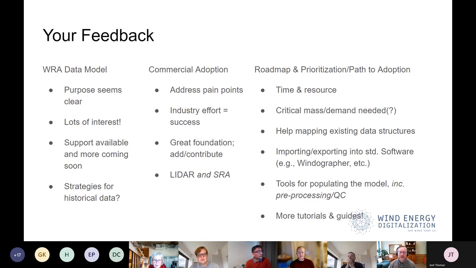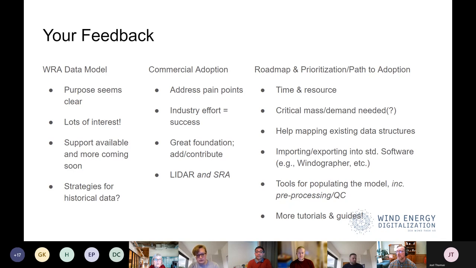Help mapping existing data structures. Yes, there are tools, but there's also just understanding the model itself. We saw some great examples from Stephen today, but you may be asking yourselves, this is what my data looks like today, how do I understand how that fits into the model? Those are things that we can all work on. And if you're somebody who is trying to work on mapping your existing data, help others with your experiences. We would invite that. Importing and exporting is related to that, and also related to the idea of strategies for historical data as well.